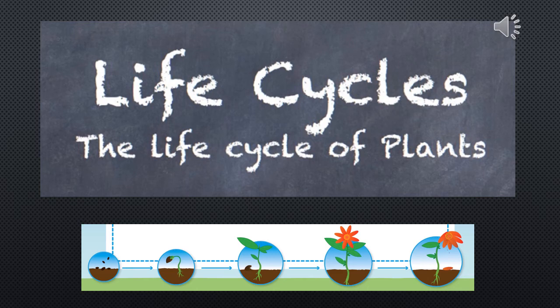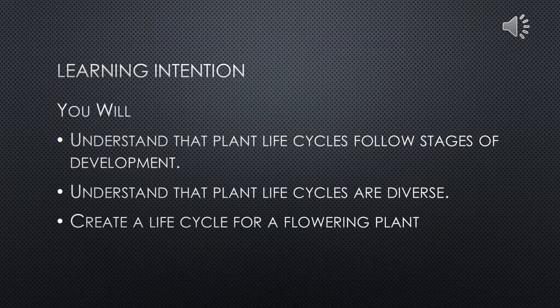We are moving on with some more information on our life cycles for science. And today we're going to look at the life cycle of plants, specifically the ones that flower. Our learning intention is that you'll understand that a plant life cycle follows the stages of development. You'll understand that plant life cycles are diverse, and we're going to create a cycle for a flowering plant. Specifically, we're going to do a sunflower.